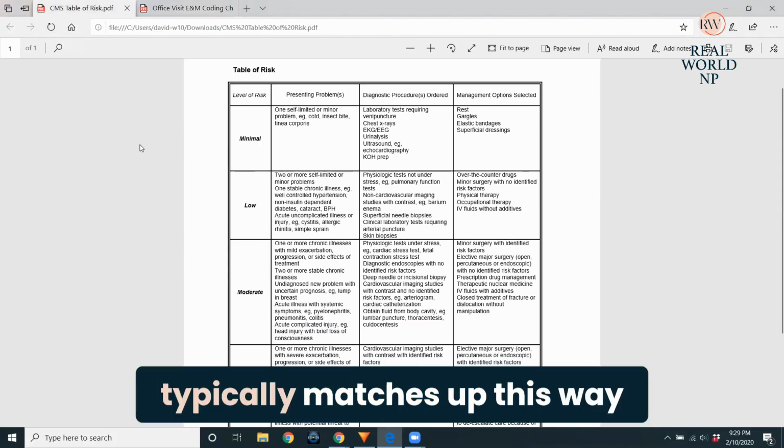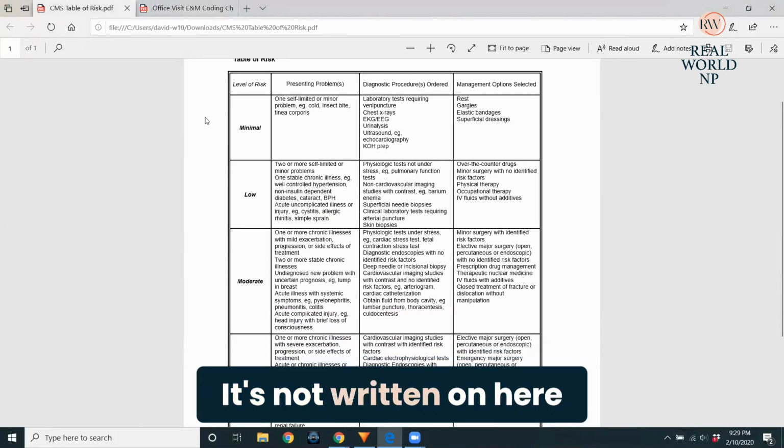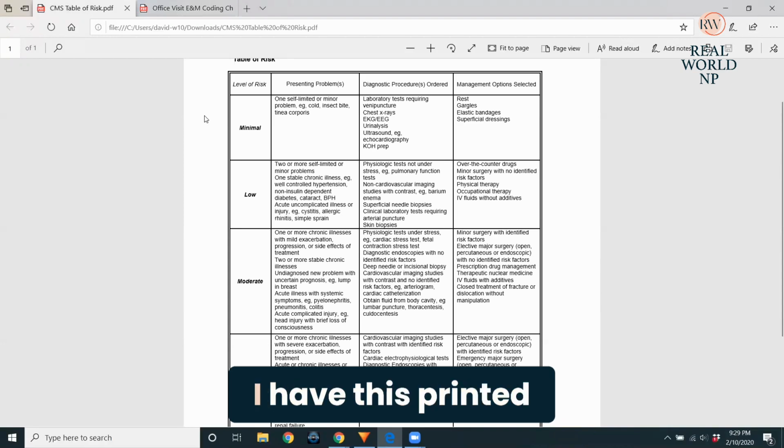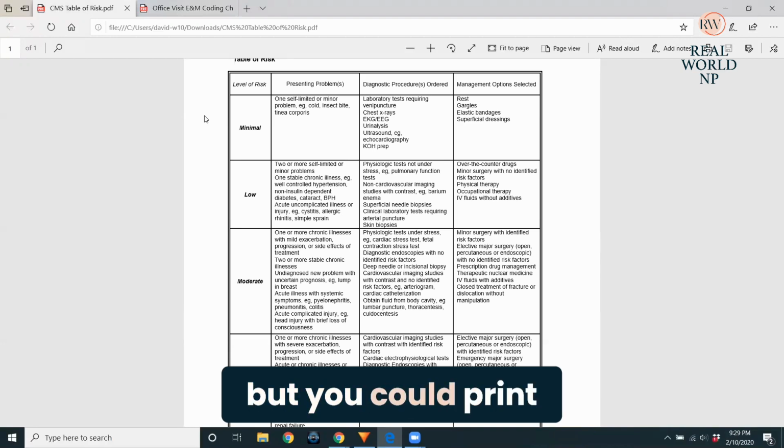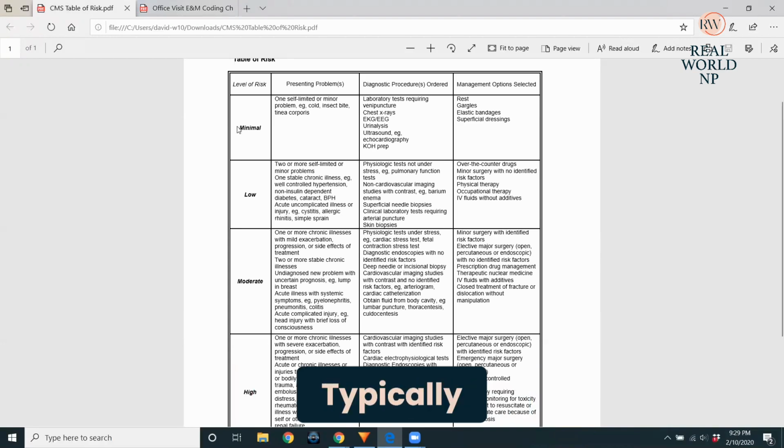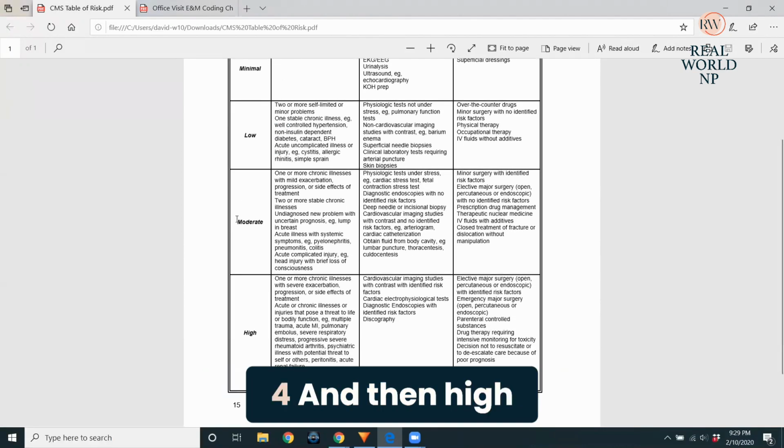And it typically matches up this way. It's not written on here, but you could print this out, and I have this printed out at my desk, and write next to it. Typically, level of risk minimal is a level 2. Low risk is a level 3. Moderate is a level 4. And then high risk is a level 5.